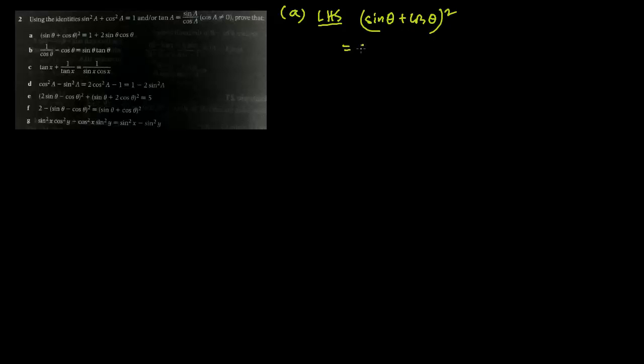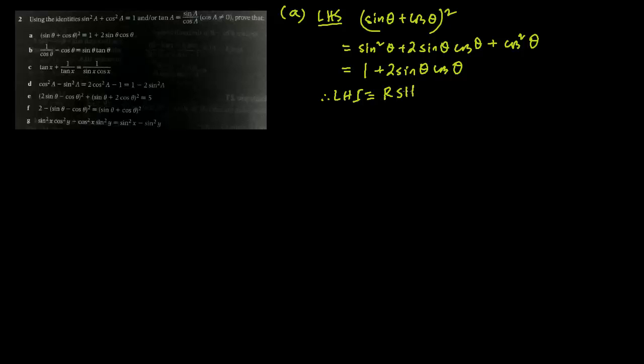So a plus b whole squared is a squared plus 2ab, which is sine theta cos theta, plus b squared, which is cos squared theta. Now we know sine squared theta here plus cos squared theta here is 1. So we can write here 1 plus 2 sine theta cos theta. And that's exactly what we have to prove. So we can write, therefore, left hand side is identical to the right hand side.